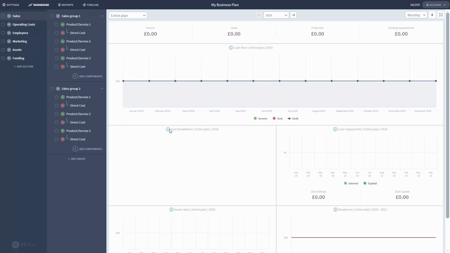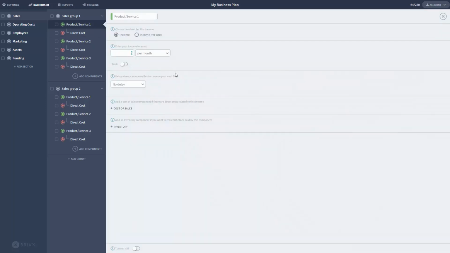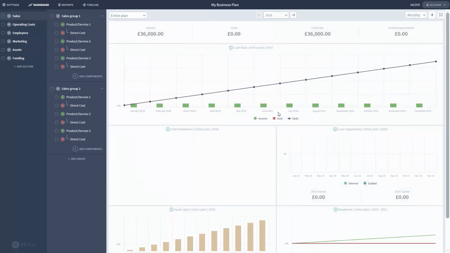So the biggest chart at the top is the cash flow chart, which is a really important chart and it's really useful. It shows your total cash at any one period and your total income and costs in bar chart format as well. So if I get some numbers running, you can see this in action. In this product I'll just set it to a simple £3,000 per month and we can see it working.